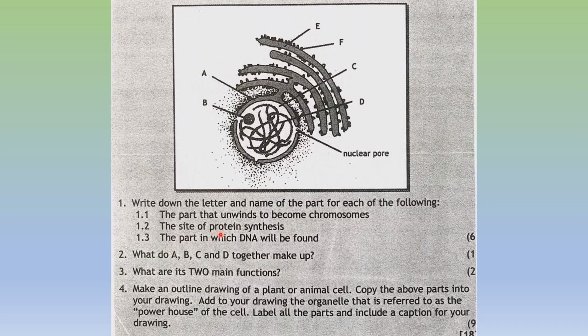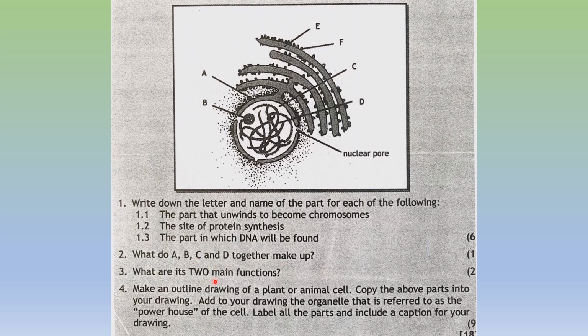The site of protein synthesis. Protein synthesis occurs at the ribosomes, and the ribosomes would be F, which are these structures here on the endoplasmic reticulum. The part in which DNA will be found: again, DNA is found in the chromatin material, so again it's D, the chromatin network. What do A, B, and C make up? They make up the nucleus.